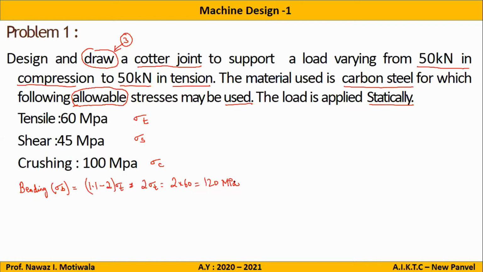One more thing. In the question it is given, the material used is carbon steel for which the following allowable stresses may be used. So should I divide it by a factor of safety? Should I use factor of safety here? No, sir. Why? What is the reason? Sir, it is already given allowable stress. Yes, it is already given. It is allowable stress or safe stress or working stress. They are all one and the same.